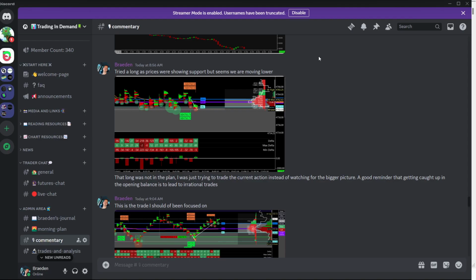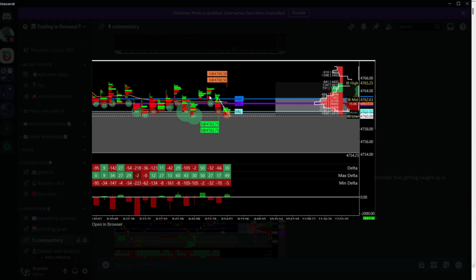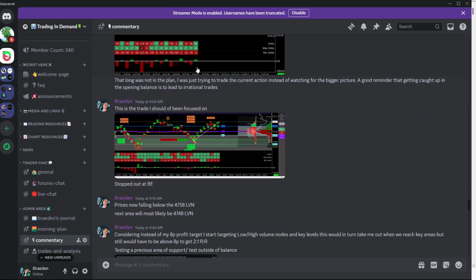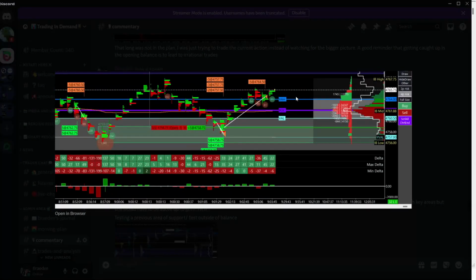We can now look at the commentary in my Discord. For this, my first trade, terrible. It really didn't meet my criteria. I just kind of took it because we were at the low volume node and there's really no explanation, just bad trade. I took it off early, risking 2 points. But my next trade is where it was golden.